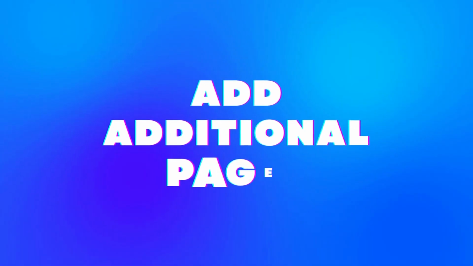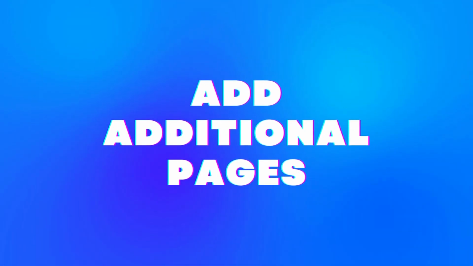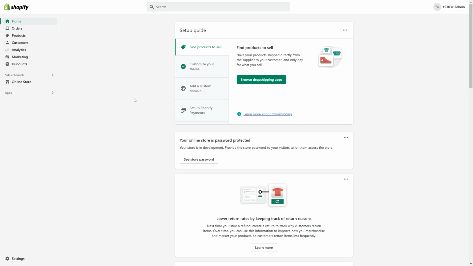Okay, so now we can add some additional pages to our Shopify website. So what I'm going to do is add an About Us page and a Contact Us page. Now, of course, you can add any pages that you want to add, but I'm just going to be giving you an example and showing you the type of pages that you can create.